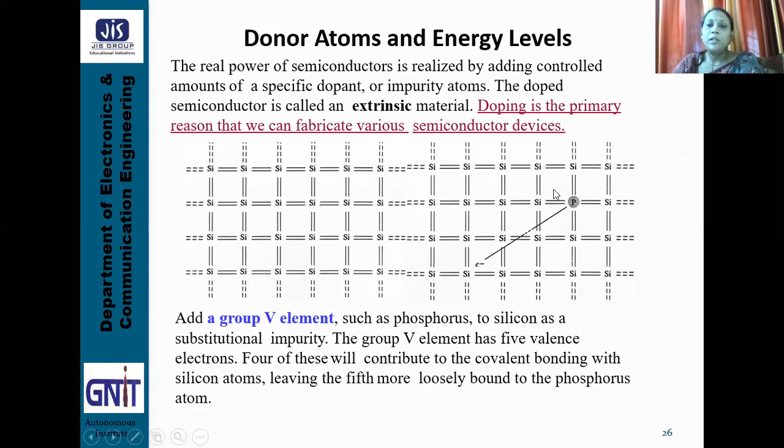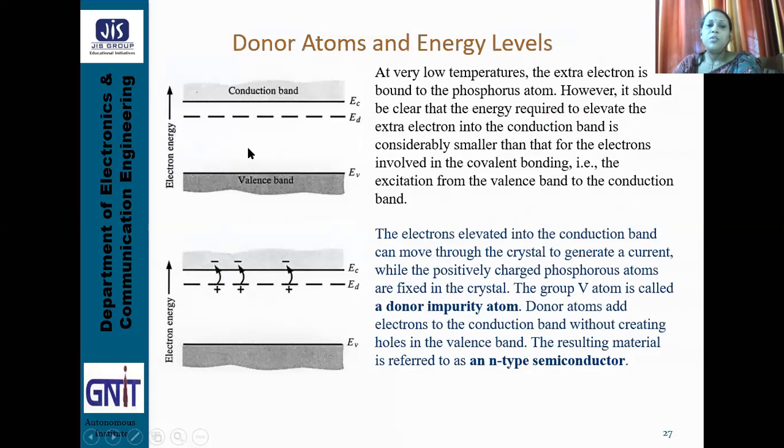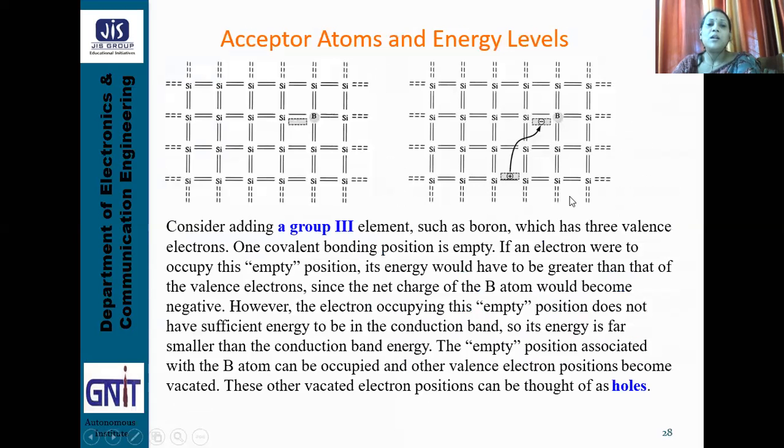Four of the electrons make covalent bonds with the neighboring silicon atoms, but one electron is loosely bound to the phosphorus atom and moves into the crystal lattice. In this way, the number of electrons is increased in the semiconductor, then this becomes an extrinsic semiconductor, and the Fermi level moves towards the conduction band.